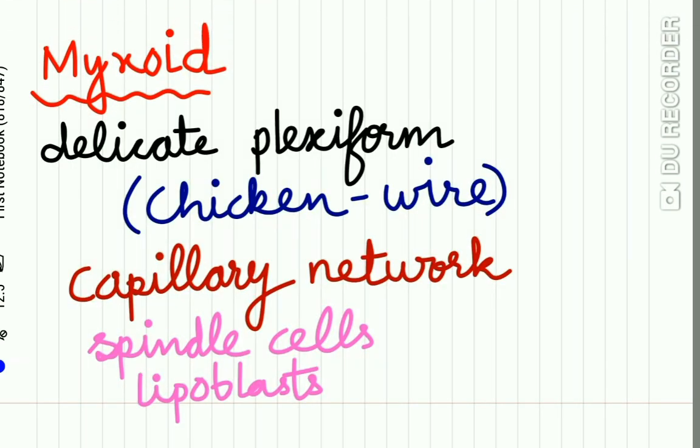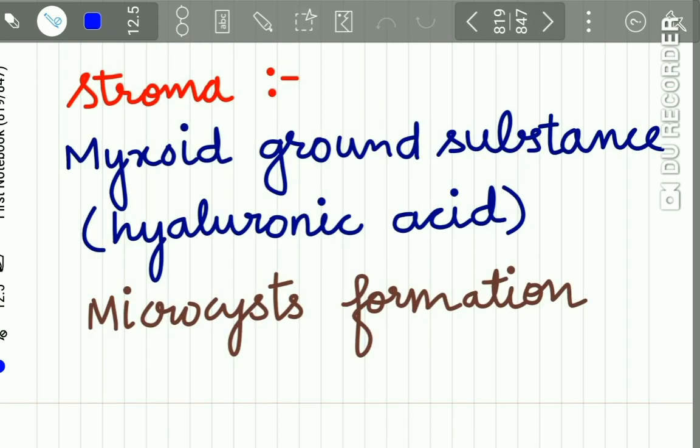Now the myxoid liposarcoma is the most common type. It is diagnosed by the observation of a delicate plexiform pattern of the capillary network, and this delicate plexiform pattern of the capillaries is also called the chicken wire pattern. Now the stroma contains a large proportion of myxoid ground substance which is rich in hyaluronic acid, and there may be both primitive spindle cells as well as lipoblast cells seen in myxoid liposarcoma.